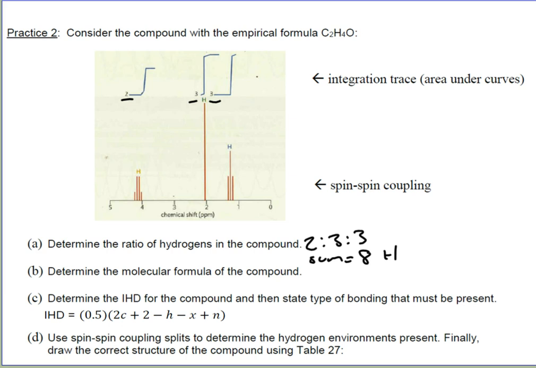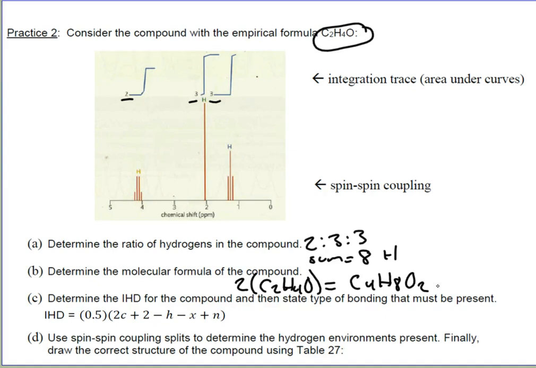And when we consider the empirical formula here, C2H4O, in order to get to 8 hydrogens, we're going to need to multiply that entire thing by 2. So we would get C4H8O2 as our molecular formula.